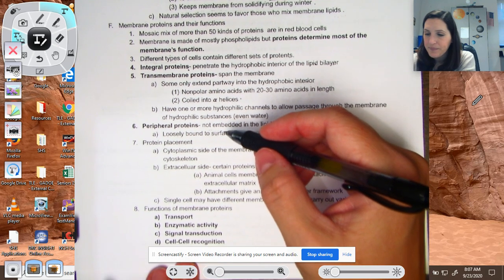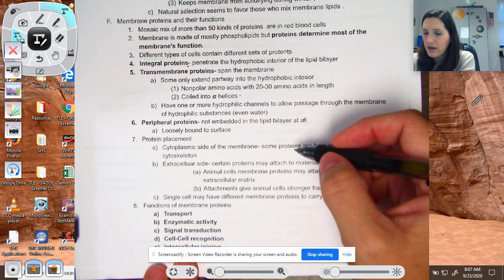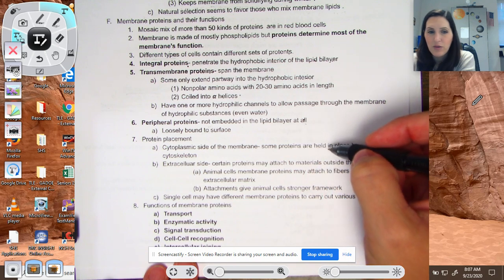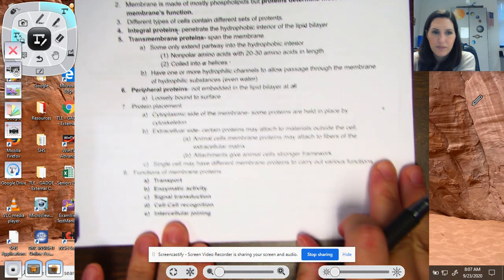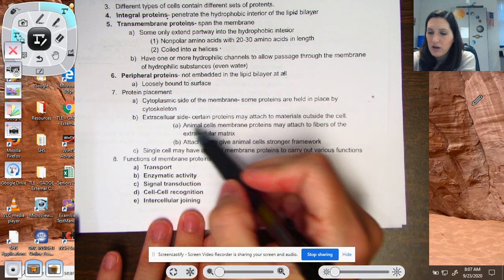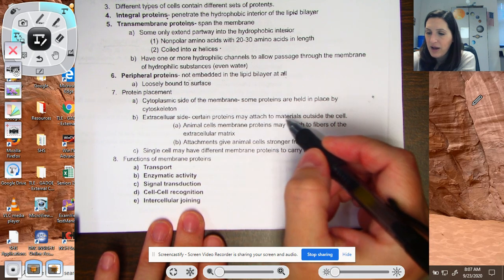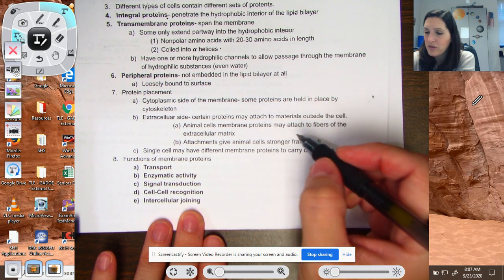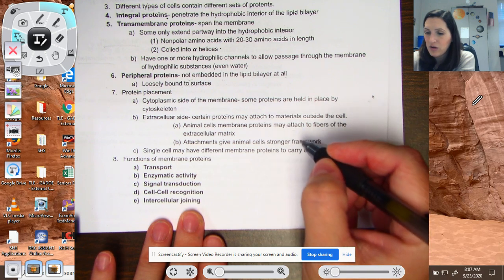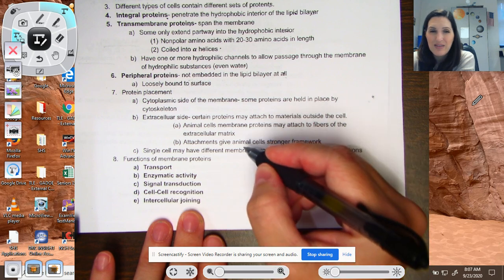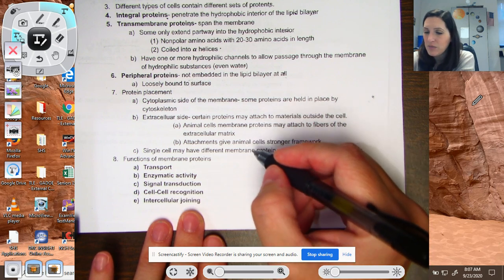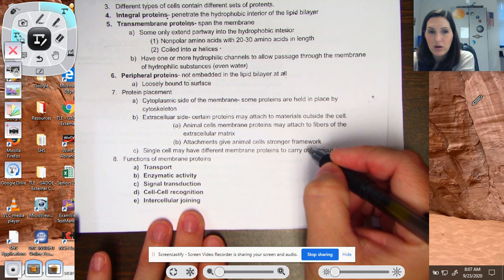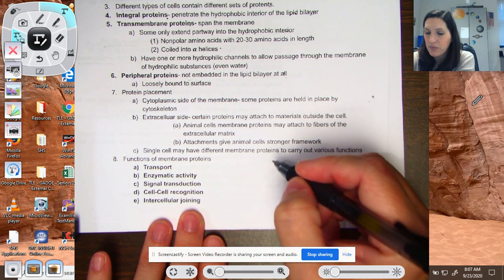Protein placement. On the cytoplasmic side of the membrane, some proteins are held together by the cytoskeleton. The extracellular side has certain proteins that may attach to the materials outside the cell. In animal cells, membrane proteins may attach to the fibers of the extracellular matrix. So that's between the cells. And attachments give animals a stronger framework so they can communicate faster.